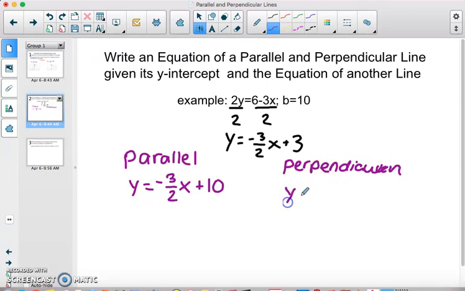So we start out with y equals the negative reciprocal slope. So since our slope is originally negative, now it's positive, and the reciprocal of 3/2 would be 2/3. x, and a different y-intercept. It gives us the y-intercept of 10, so plus 10. And here's an example of our parallel line and a perpendicular line given a y-intercept and the equation of another line.